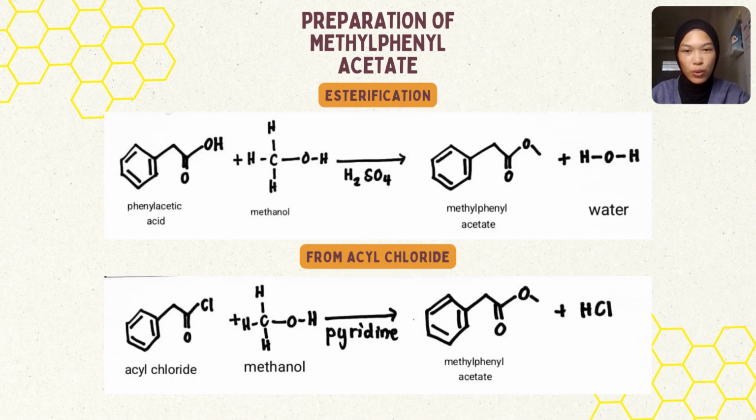Next, we are going to move on to the chemical reactions. Methyl phenylacetate can be found naturally in plants and honey, but we can also make it synthetically in the lab through esterification from carboxylic acid and acyl chloride. Esterification from carboxylic acid is when a carboxylic acid reacts with an alcohol to produce an ester with its byproduct, which is water. In this case, phenylacetic acid reacts with methanol to produce methyl phenylacetate. For esterification from acyl chloride, an acyl chloride reacts with methanol to produce methyl phenylacetate.